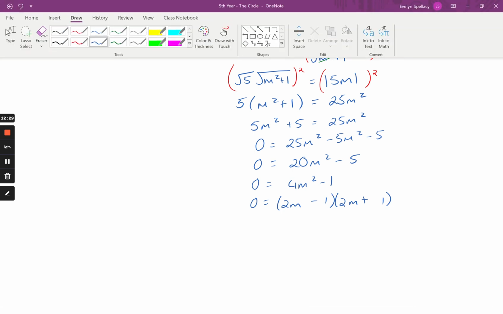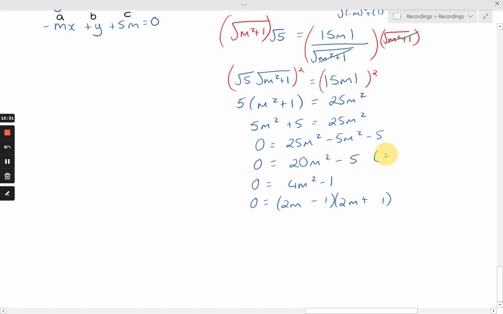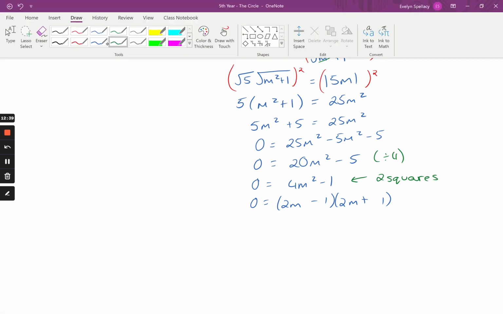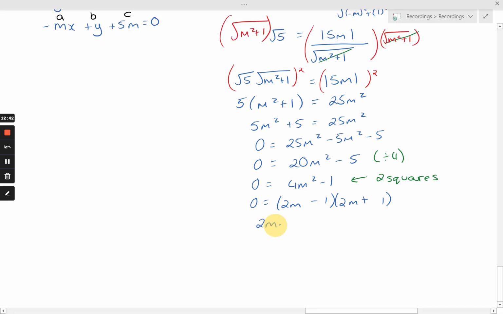Just to bring you back there, guys, here we divided by 5 to simplify. Here we're using the difference of two squares to factorize, and now I can let each bracket equal 0 to solve for m. So I have 2m minus 1 is equal to 0, so 2m is equal to 1, so m is equal to a half. Here I have 2m plus 1 is equal to 0, so 2m is equal to minus 1, so m is equal to minus a half.